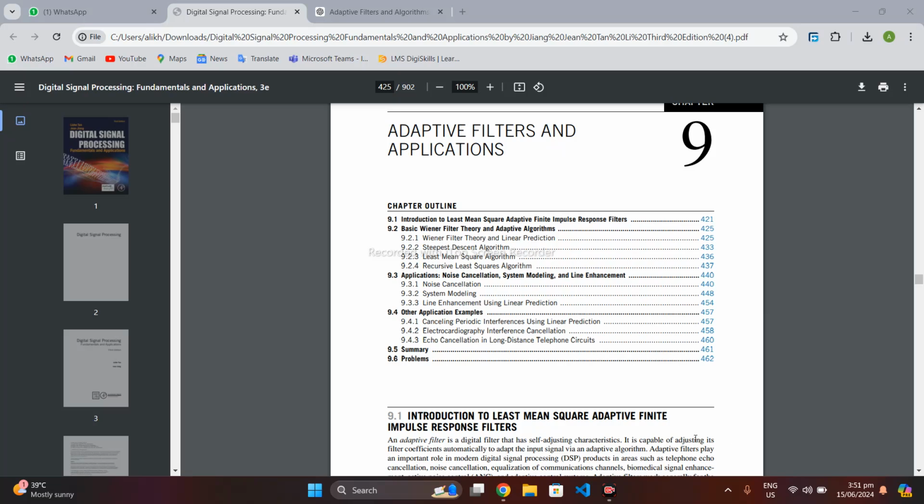Muhammad Jamil. Today I want to discuss adaptive filters and their applications of chapter number 9 and 10 of the DSP book. So now I want to use ChatGPT to explain these topics. So now for my convenience I will move toward ChatGPT.